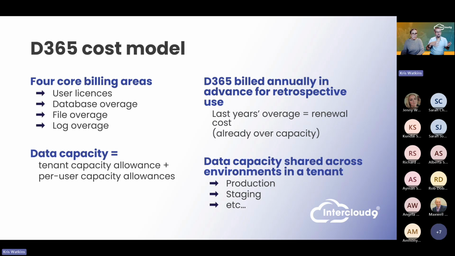Since the billing is done retrospectively in advance for the next year, you're saying we've used some data already and we need to now pay to cover that for the next year. That constitutes the renewal cost. Last year's overage constitutes the renewal cost, and if you're already over capacity, there's an obligation to pay that.